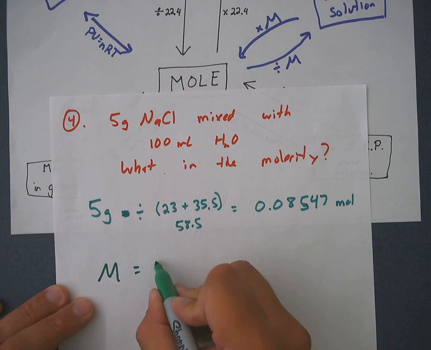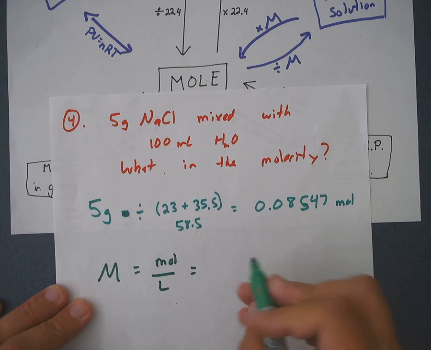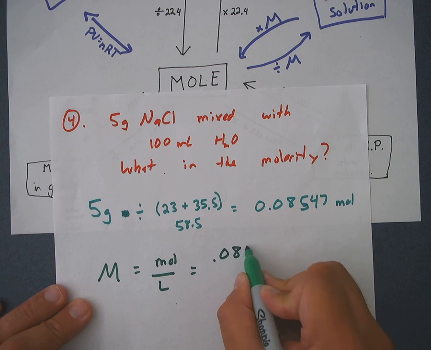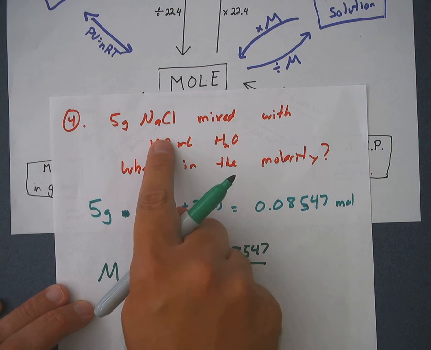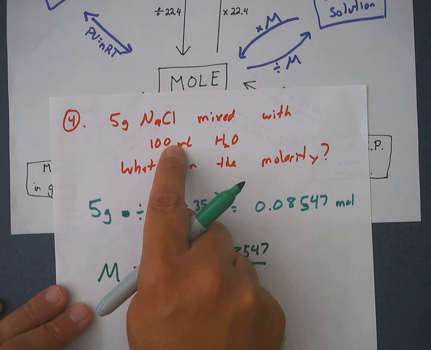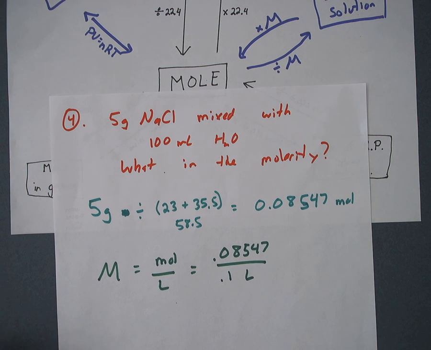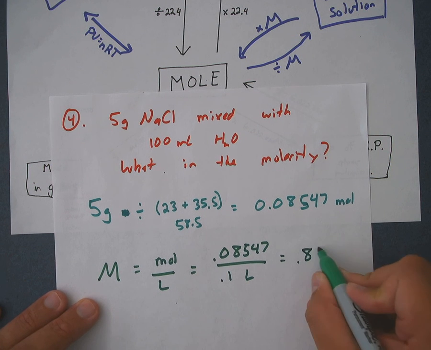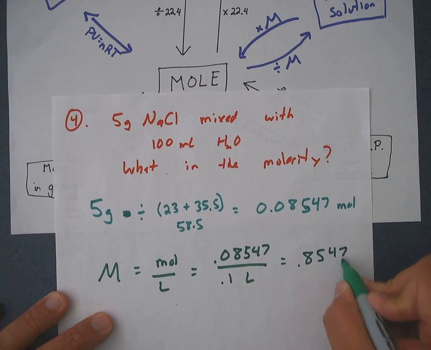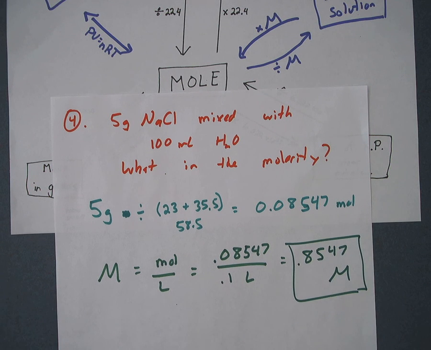And then the molarity, the second phase, maybe I'll do a second green marker here. Molarity equals moles divided by liters. And we know the moles is 0.08547. And then we can practice the metric system. Milliliters to liters is 3 steps, so 0.1 liters. And I can just divide by that. Maybe you can do that in your head. And this would be the molarity of the salt water solution that we made.